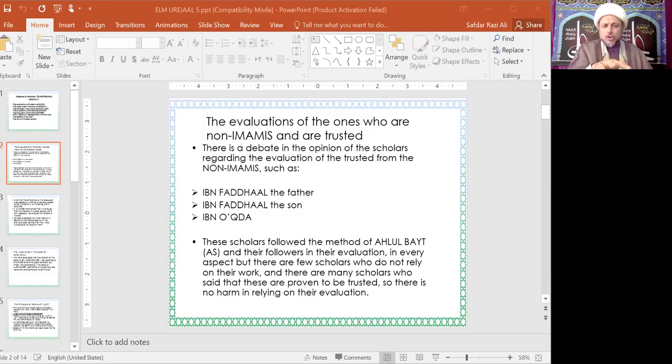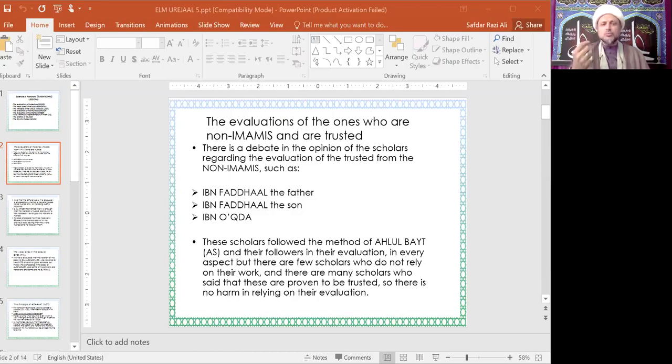So some of the scholars say these are not just because they don't follow the school of Ahlul Bayt, peace be upon them. They don't follow the 12 Imams. Therefore, they are not just, so we cannot take their hadith. And we argued before that the main thing in the narration is trustworthiness, because you need one trusted person to verify. Because rarely can you find two people.